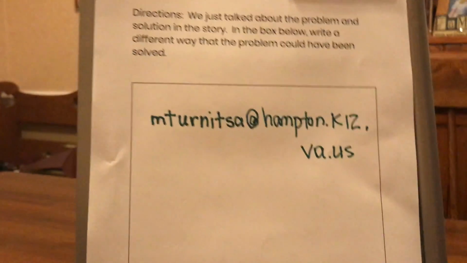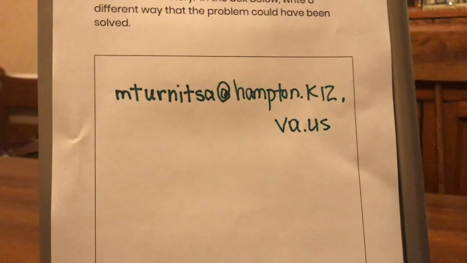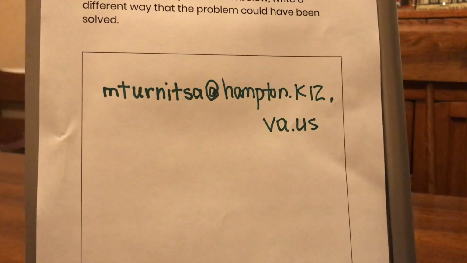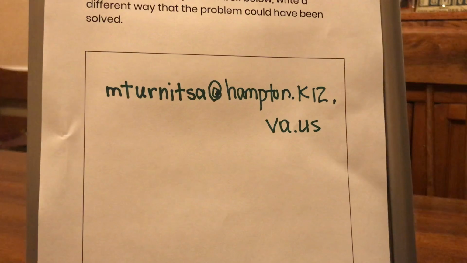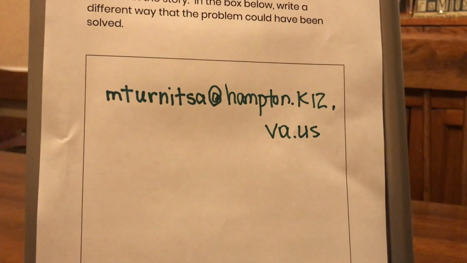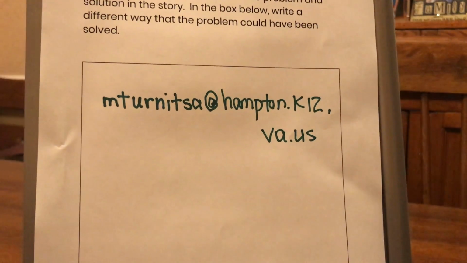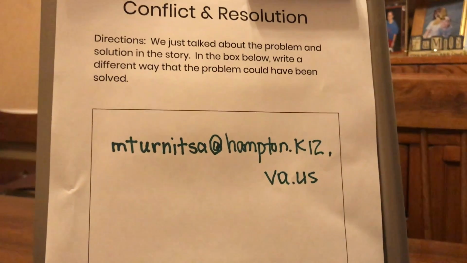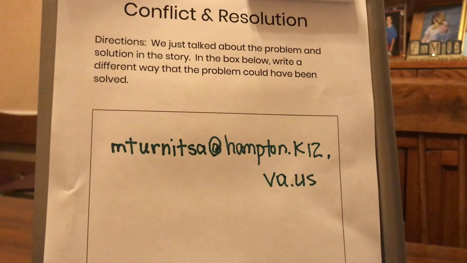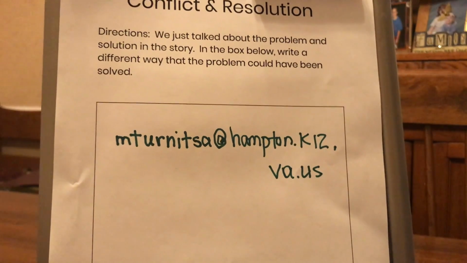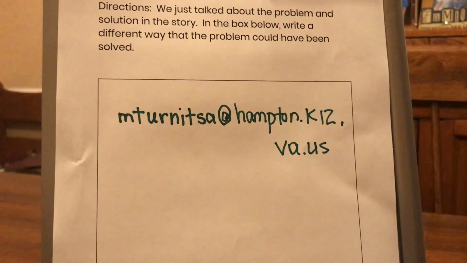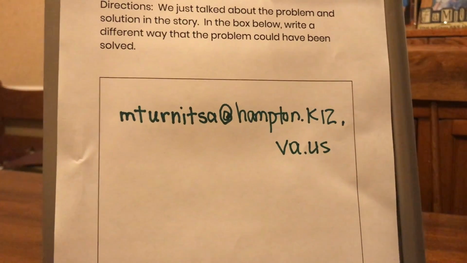This is Mrs. T's school email address. It's mturnitsa, T-U-R-N-I-T-S-A, @hampton.k12.va.us. If you would like to take this challenge and write a little paragraph about a different way the problem could have been solved, and then email it to me, that would be great. I would love to see your work if you decide you would like to do that.